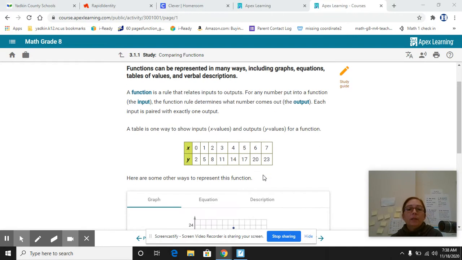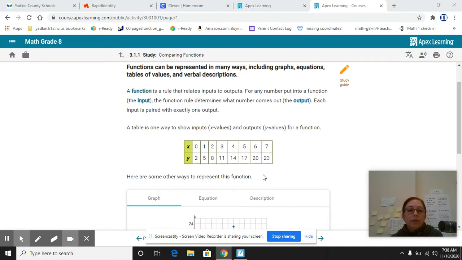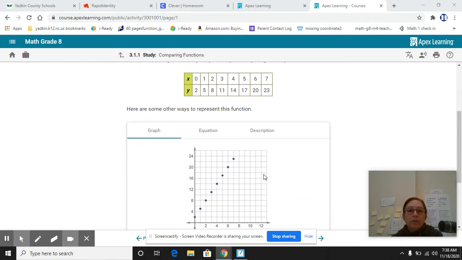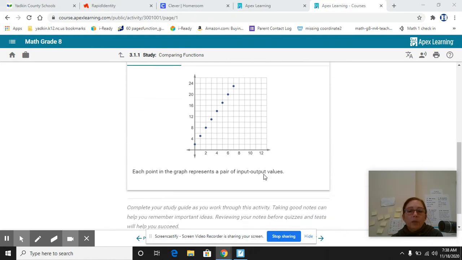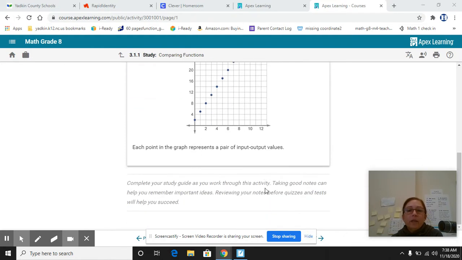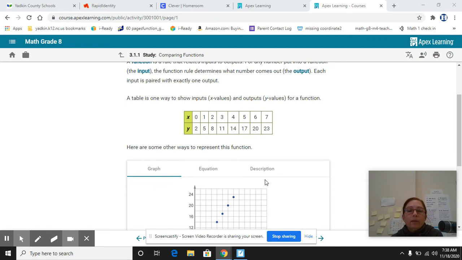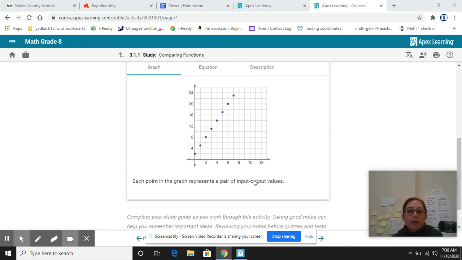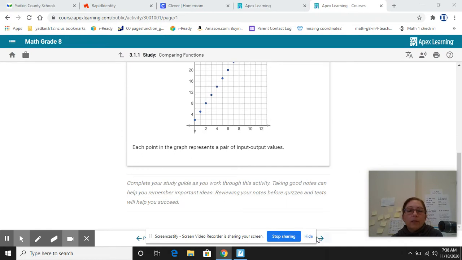Comparing functions, essentially you're going to be comparing the slope and the y-intercept. And they're going to call the slope and the y-intercept different things that we'll go over. But on page 1 of this, they are just showing you that a table is one way to show inputs and outputs. A graph is also another way to show inputs and outputs.